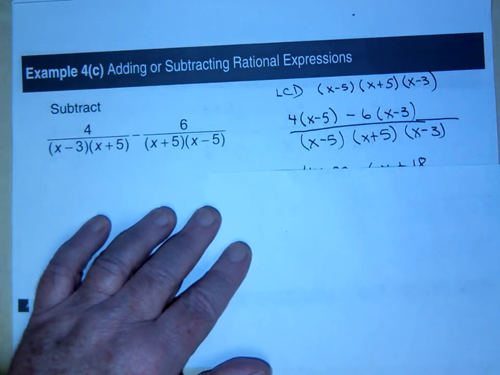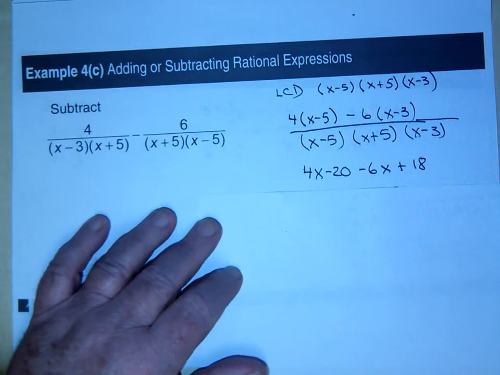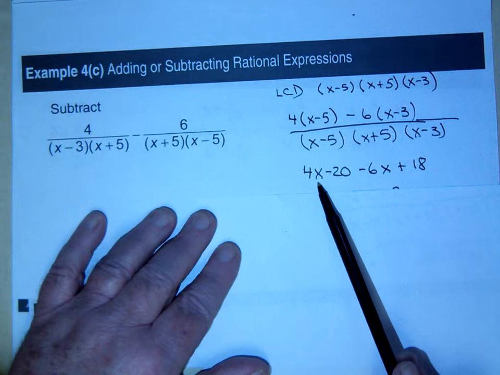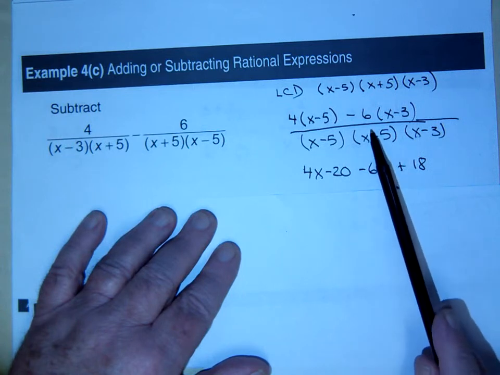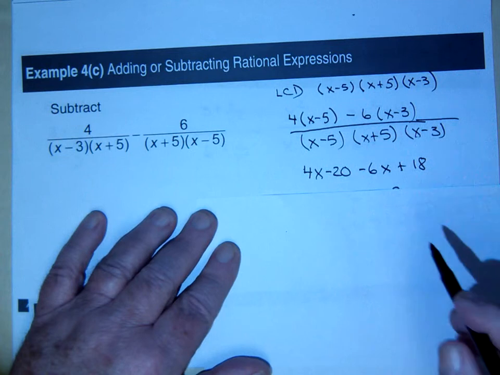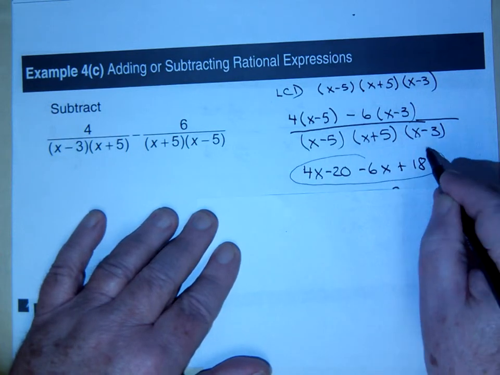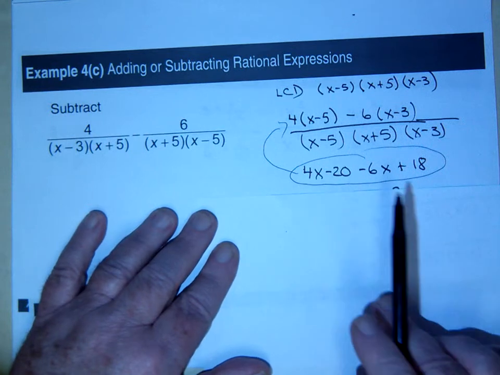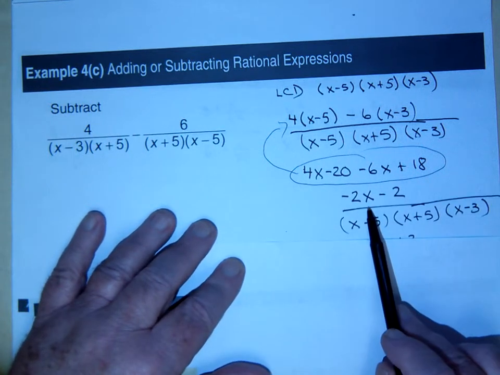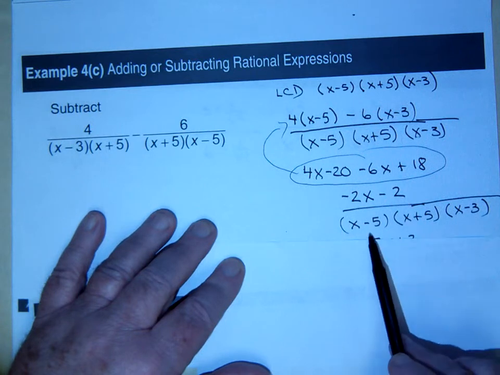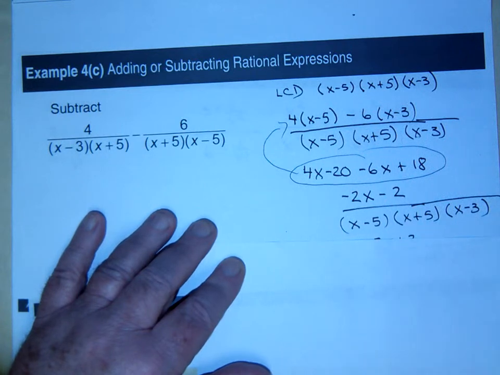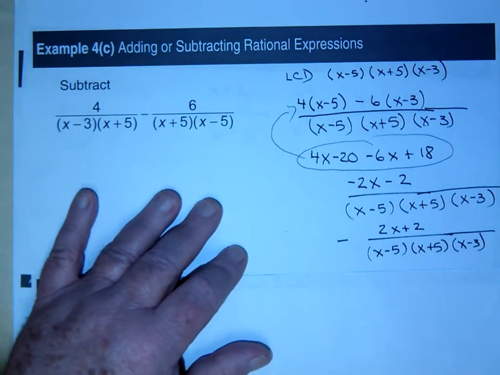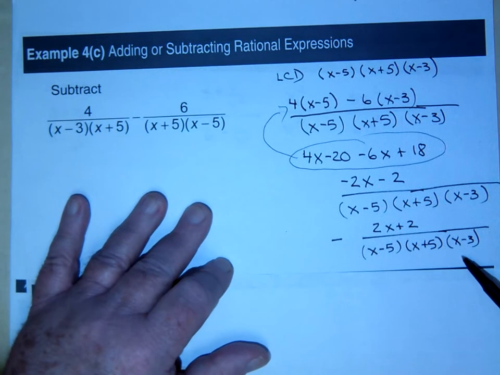I will simplify the numerator by distributing this, and I will end up with 4x minus 20 minus 6x plus 18. So this is what that simplifies to, and when I simplify that, I'm going to get minus 2x minus 2 all over that common denominator. And I could pull the negative out in front, and I could choose to write it like this.